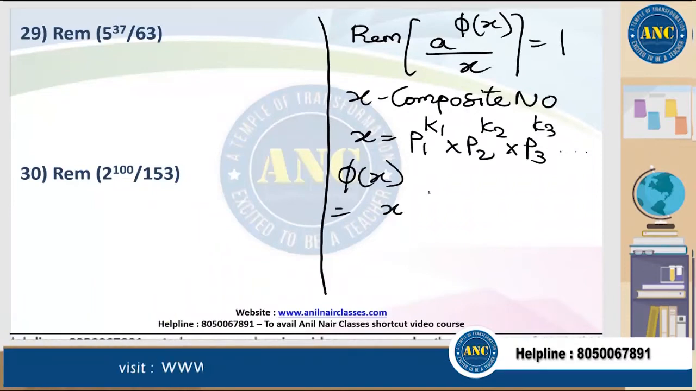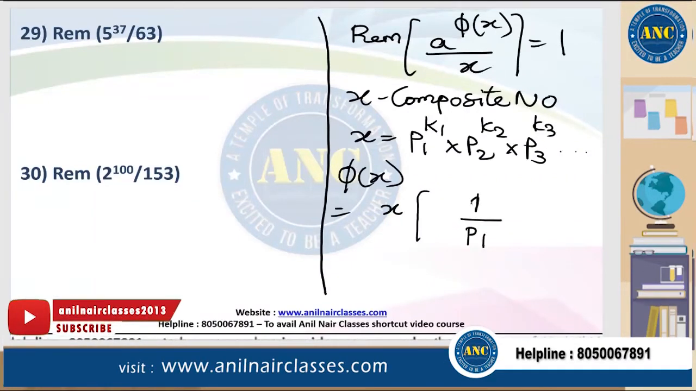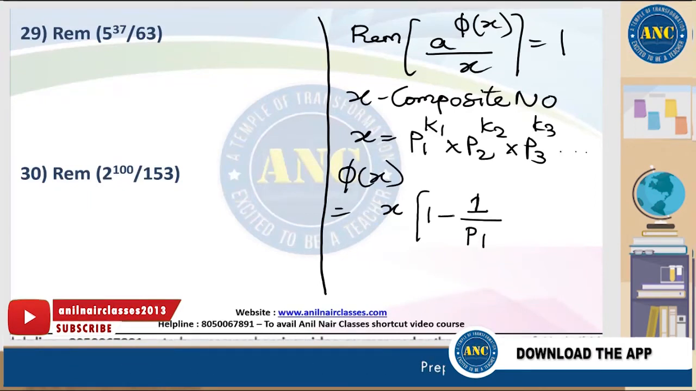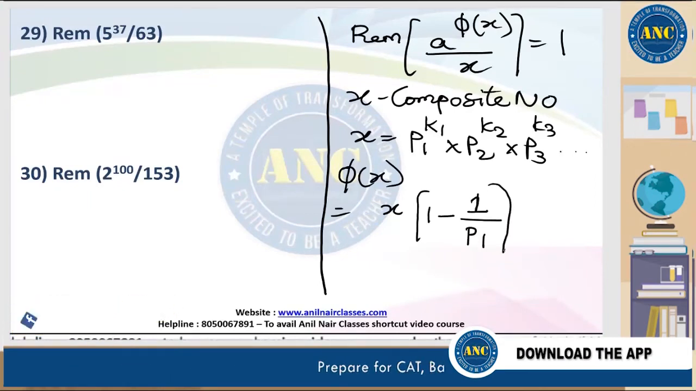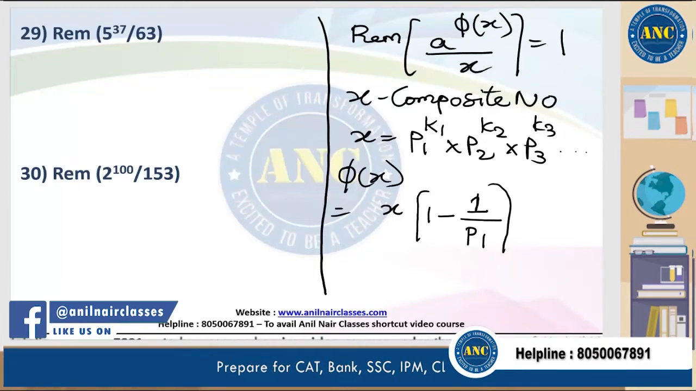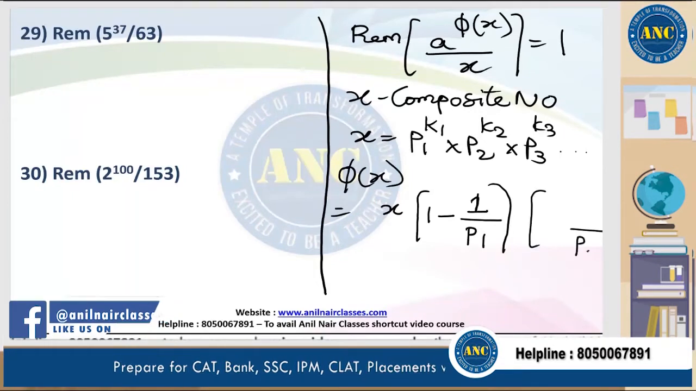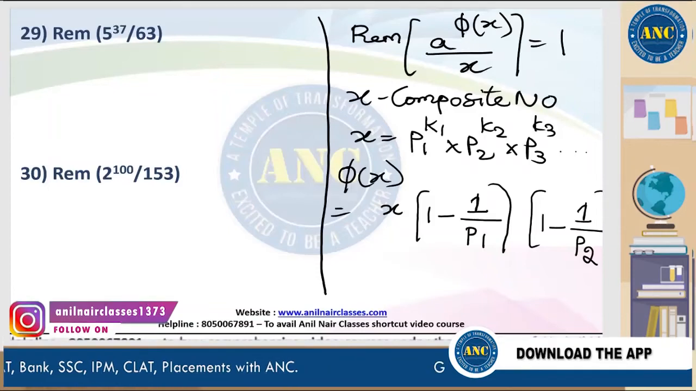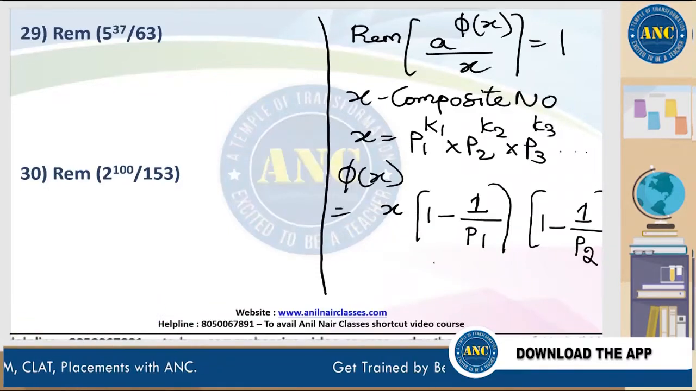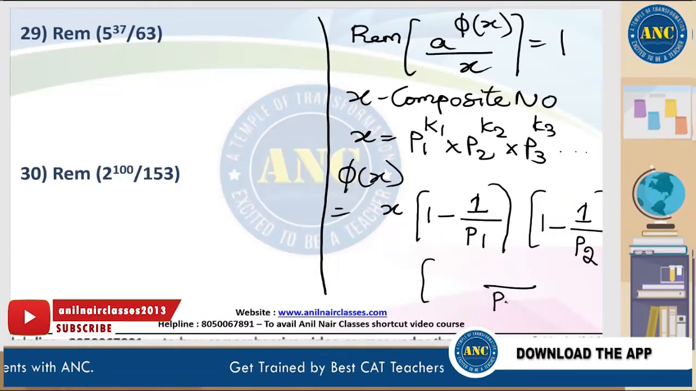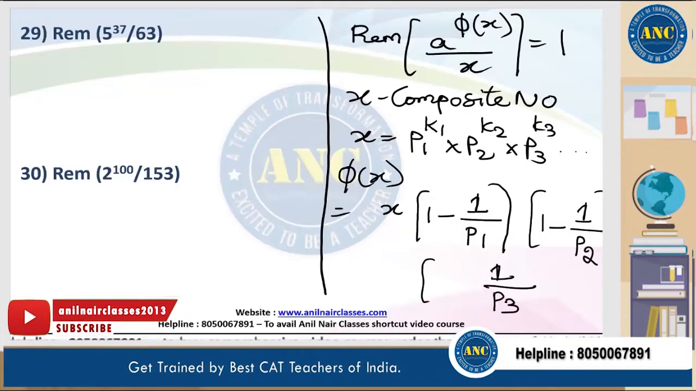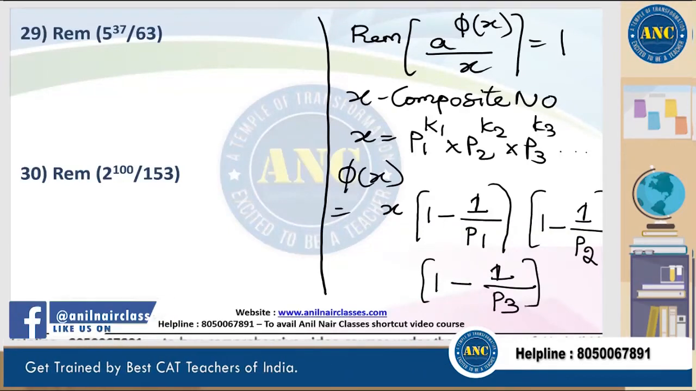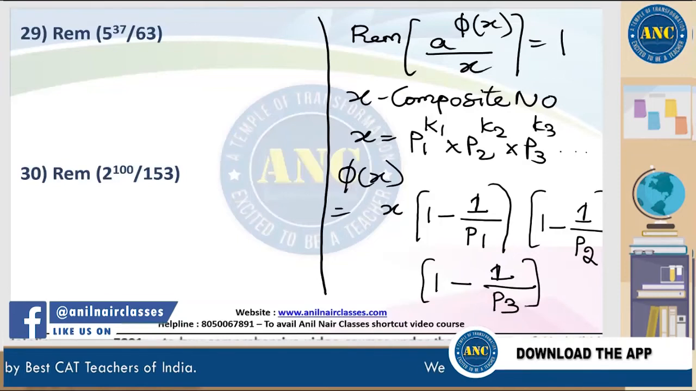Co-prime means, first write down x. For every p1 numbers, one number will be divisible. Co-prime means it should not be divisible. So 1 minus 1 by p1. For every p2 numbers, one number is divisible. How many are not divisible? 1 minus 1 by p2. For every p3 numbers, one number is divisible. How many are not divisible? 1 minus 1 by p3.